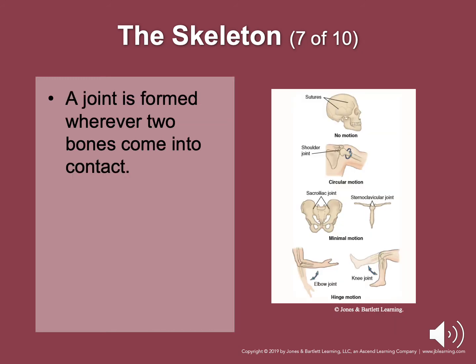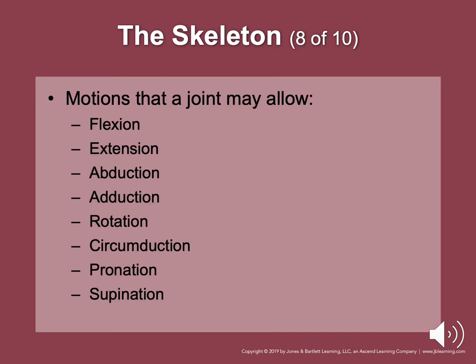A joint is formed whenever two bones come into contact with each other. You can see several joints here: the sutures up there in the cranium, the shoulder joint, the hip joint, also your knees and elbows. There are motions that allow a joint to move in different ways, and they're listed here. All those are classified by the particular way in which the joint moves.